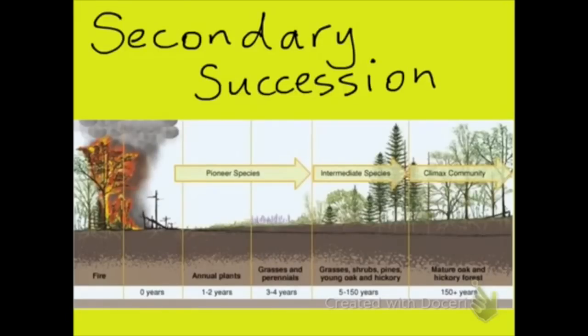This graphic shows fire. You will see that after a few years some plants start to grow. There's already soil there, and you have grasses and perennials and eventually shrubs, and then tall trees end up looking like it was before. This is a much quicker process than primary succession. Primary succession can take hundreds of thousands of years. Secondary succession can be 150 to 200 years, and then you see the original climax community.